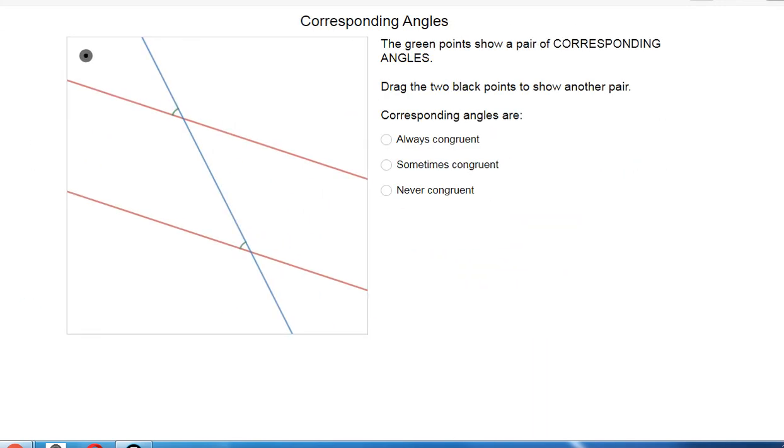Corresponding angles, here we go. Corresponding angles just means same position. It says drag two points to show another pair. So look, there's one and there's one. Those are corresponding angles.